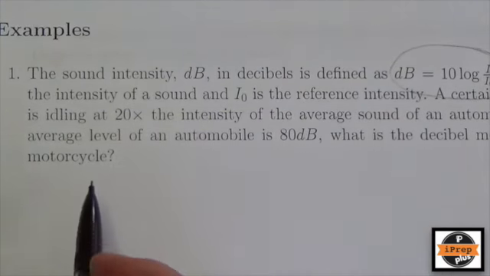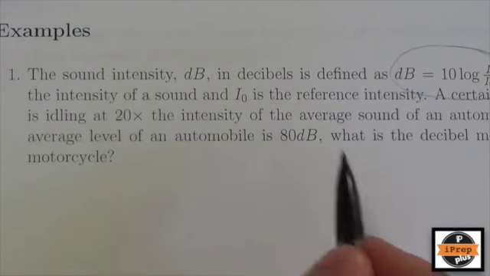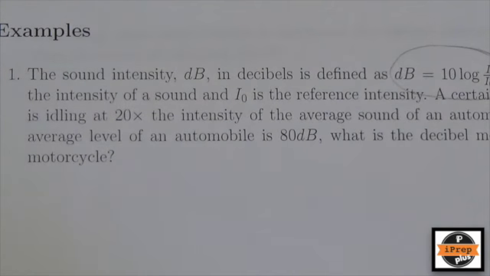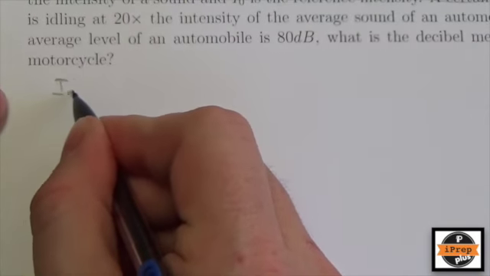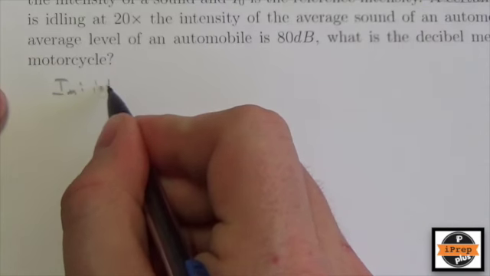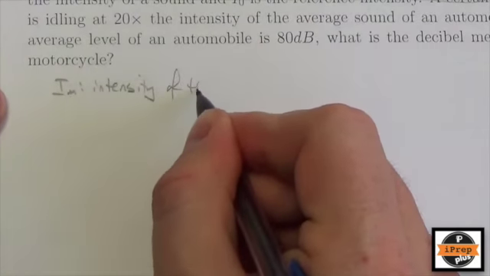A certain motorcycle is idling at 20 times the intensity of the average sound of an automobile. If the average sound level of an automobile is 80 decibels, what is the decibel measure of the motorcycle? Let's identify the information that we're given first of all, or first of all identify some variables here. We're going to let Im be the intensity of the motorcycle.